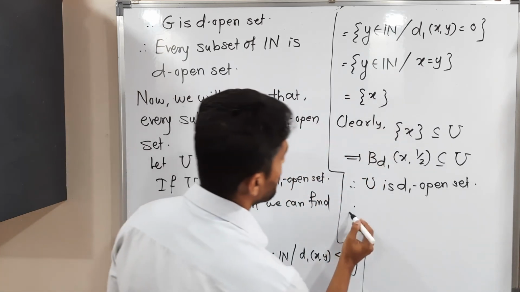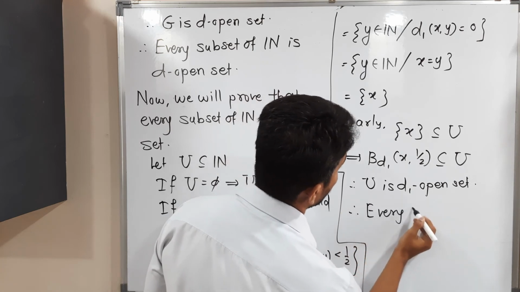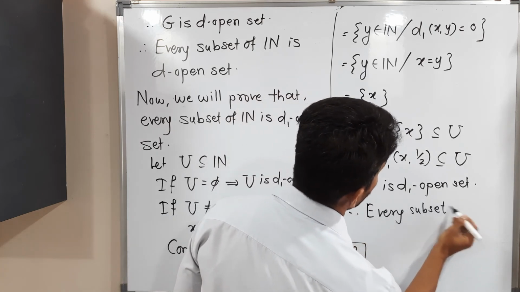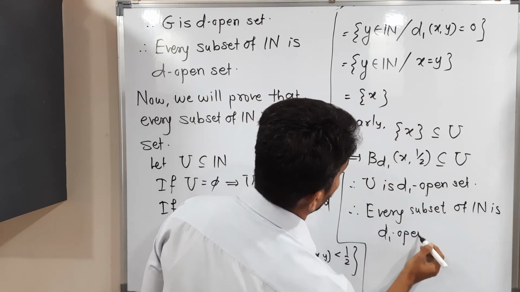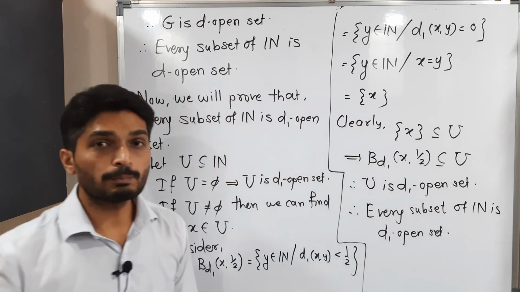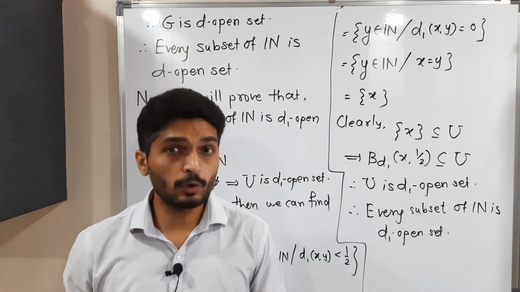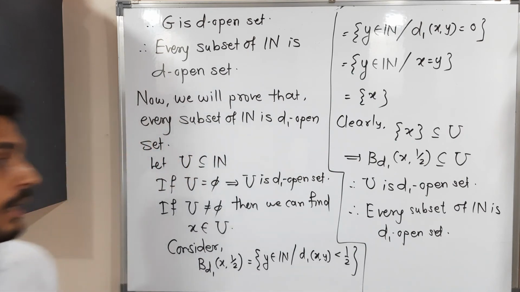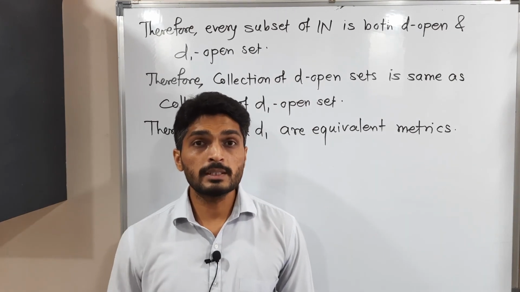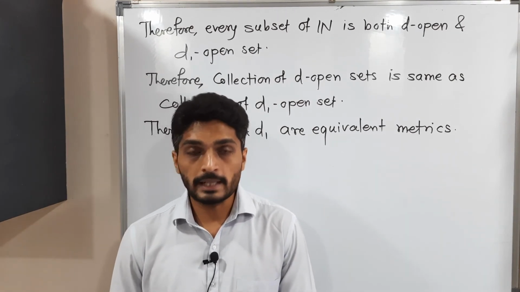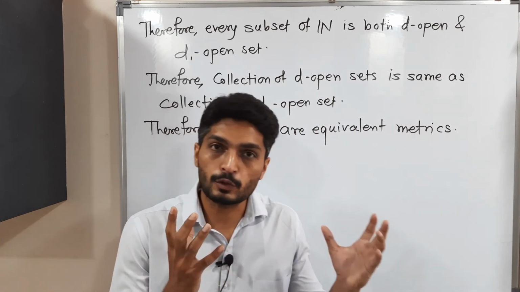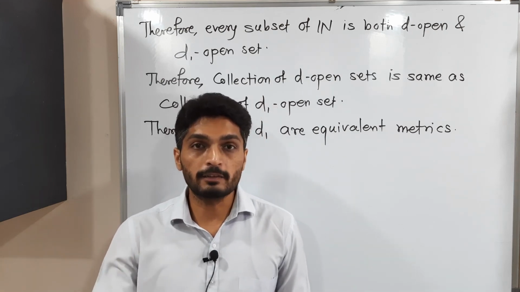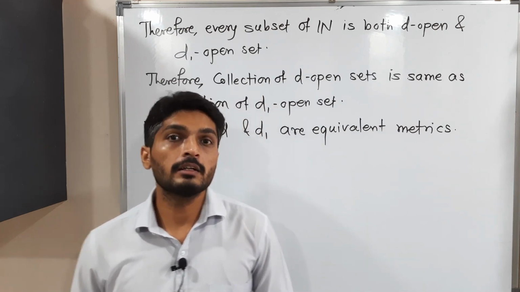But U is any arbitrary subset. So every subset of N is a D1 open set. First we proved that every subset of N is D open, and now we proved that every subset of N is a D1 open set. So every subset of N is D open as well as D1 open. So the collection of all D open sets is the same as the collection of all D1 open sets. So by definition we can say D and D1 are equivalent metrics.